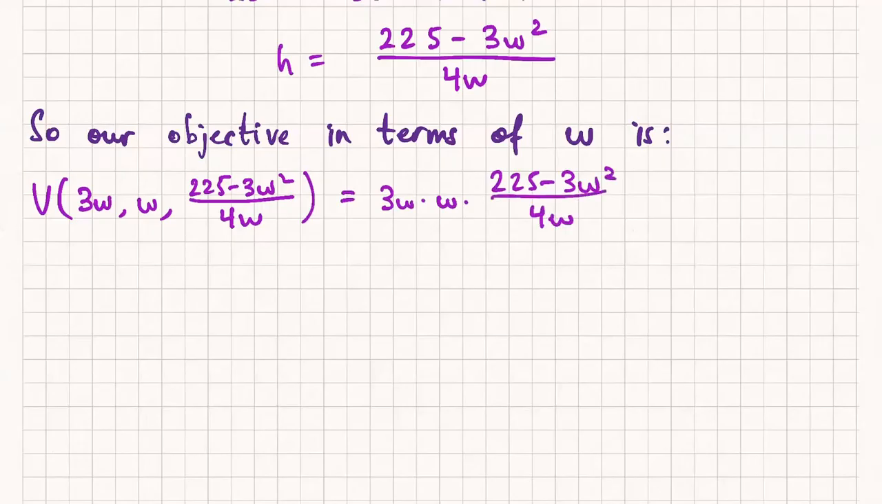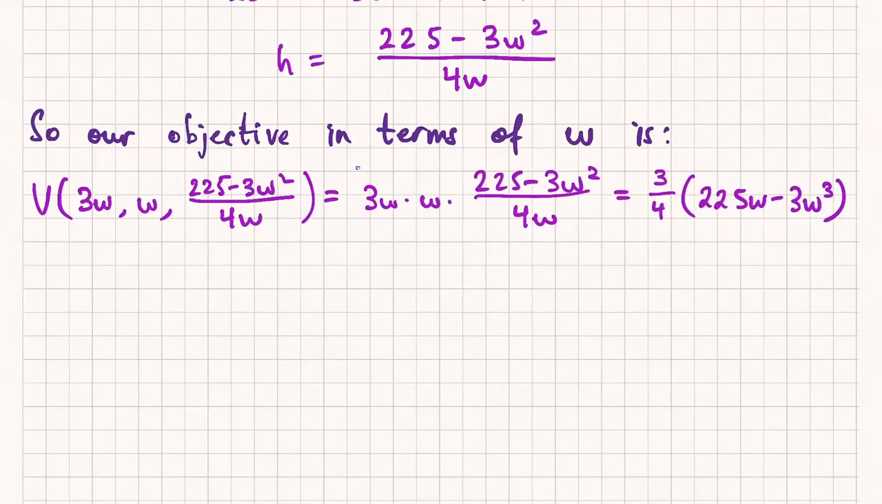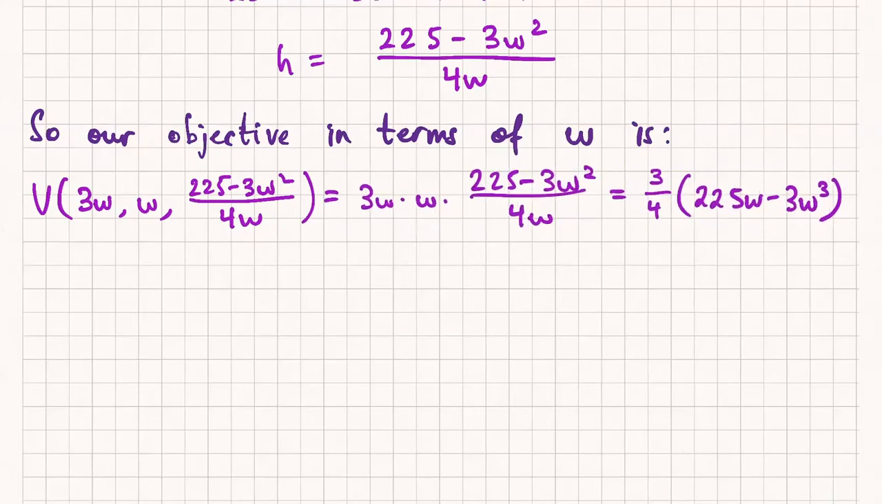let's see, a little bit of algebra. This should simplify because I think we get some stuff that cancels out, right? So let's see. A W cancels out, and then I can maybe distribute the W. So doing all that, I get what? 3/4 times 225W minus 3W cubed. I think that works out. Okay, so again, that's just a little bit of algebra. So make sure you actually cancel all that out yourself. Now let's talk about the interval of interest.